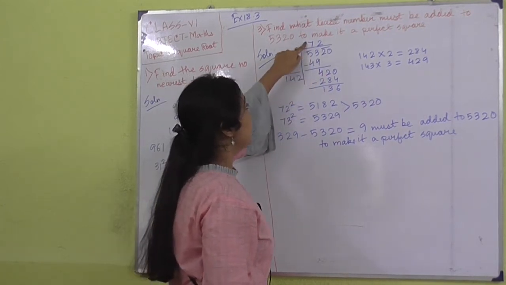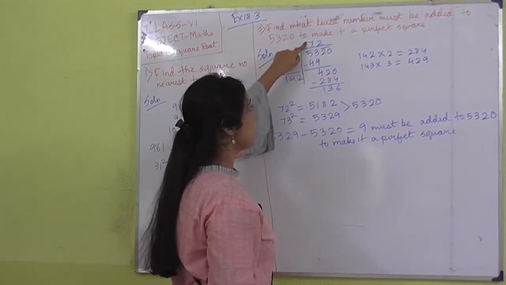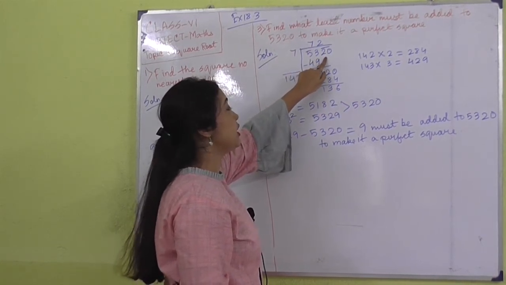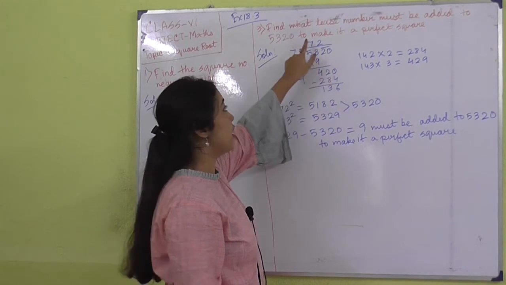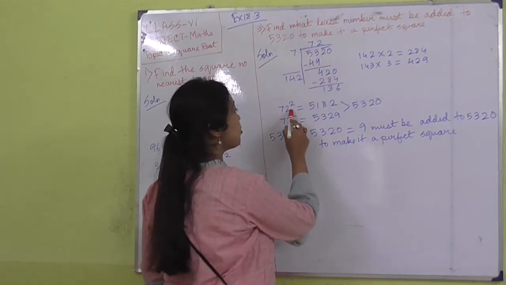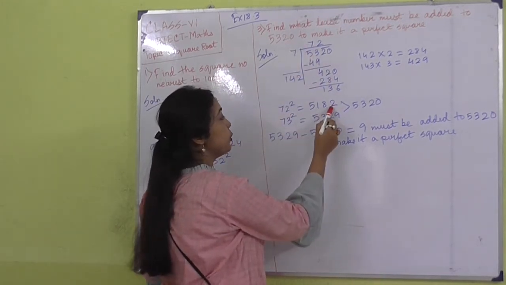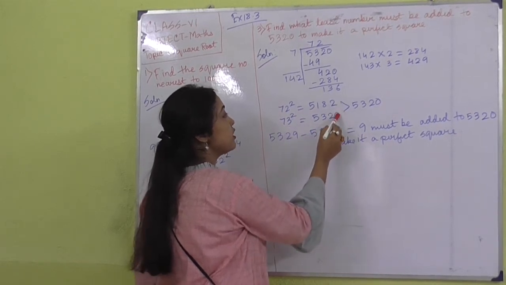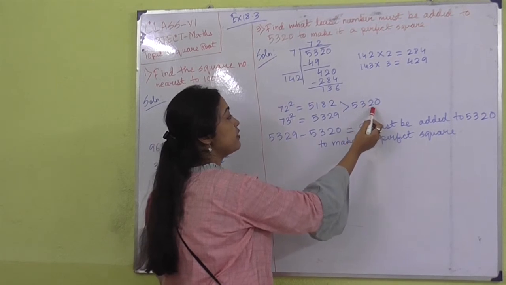So here we are getting 72. That means that 5320 is a number which must be lying between the squares of 72 and 73. So 72 square is 5184, and 73 square is 5329, and between these two numbers lies the number 5320.